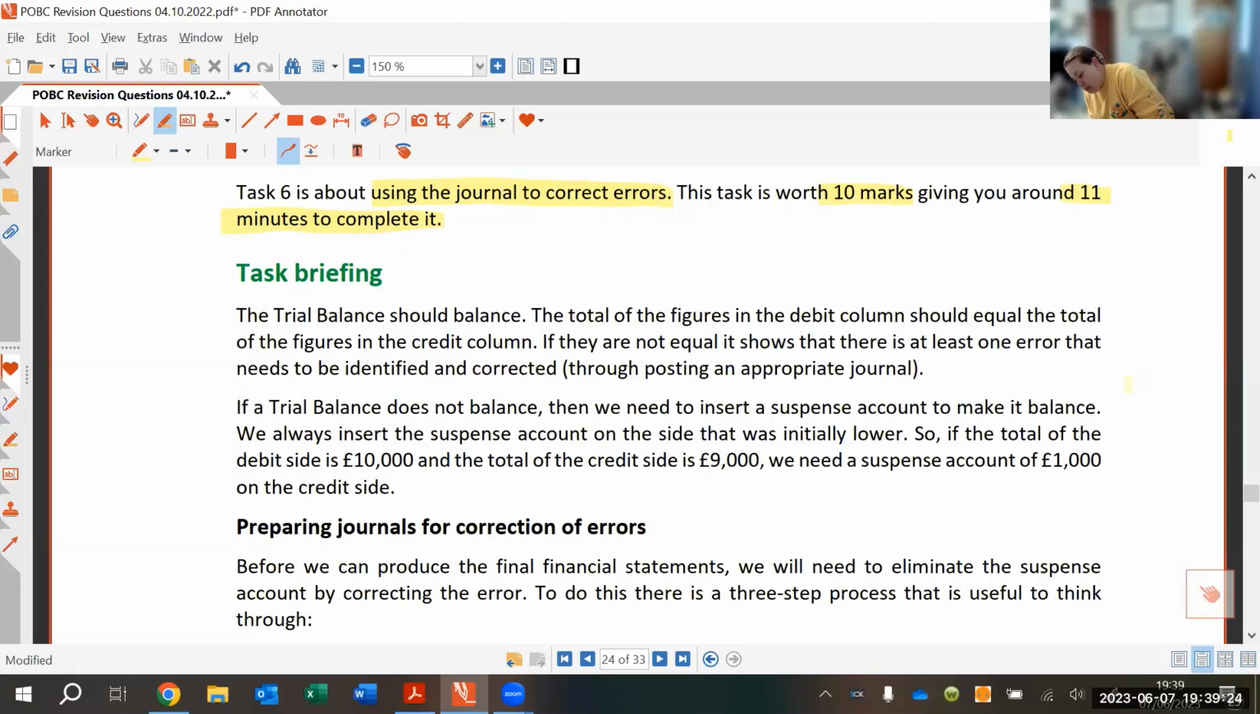If you've got a trial balance that doesn't balance, then we're going to have to get a suspense account in place to make it balance. Later on in this exam, you will be asked about putting a suspense account together, but this task is assuming that has already been done for you. The suspense account will always go on the side of the trial balance that had the lower figure, because it needs to plug the gap. So as it says there, if your debit side is 10,000 and your credit is 9,000, you need a suspense account with a credit balance to bring the credit total up to 10,000 to match the total of debits.